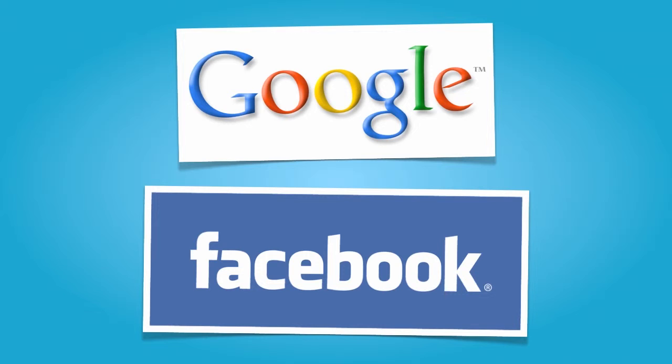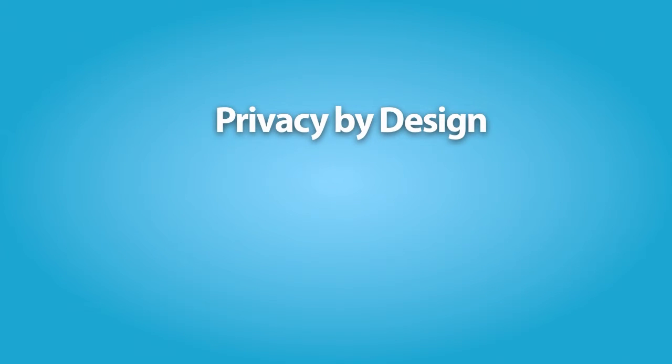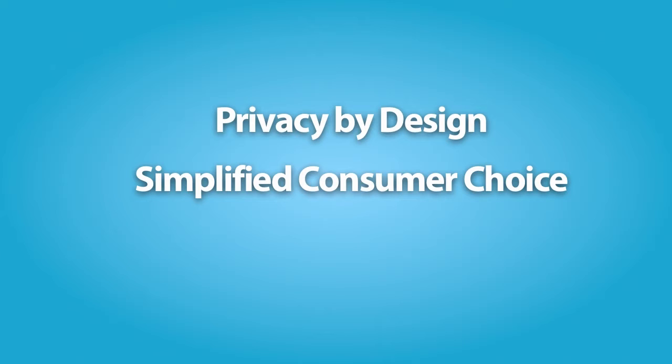The privacy framework, which includes best practices, is predicated upon 3 principles. Privacy by design, which means building in privacy in every stage of product development. Simplified consumer choice, meaning giving consumers the ability to make decisions about their data at a relevant time and in a context. And finally, transparency, meaning making a company's data collection and use practices transparent.